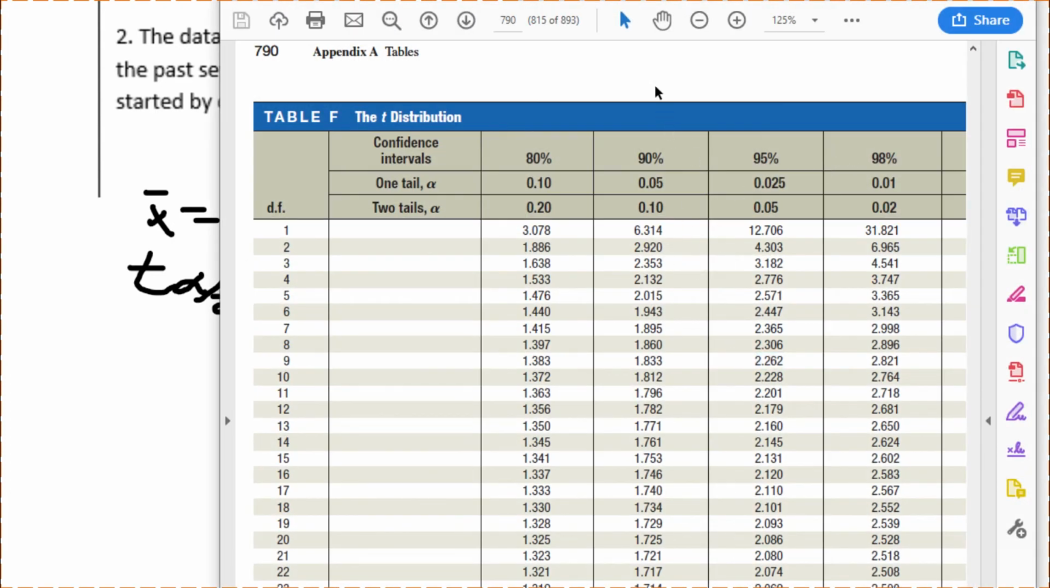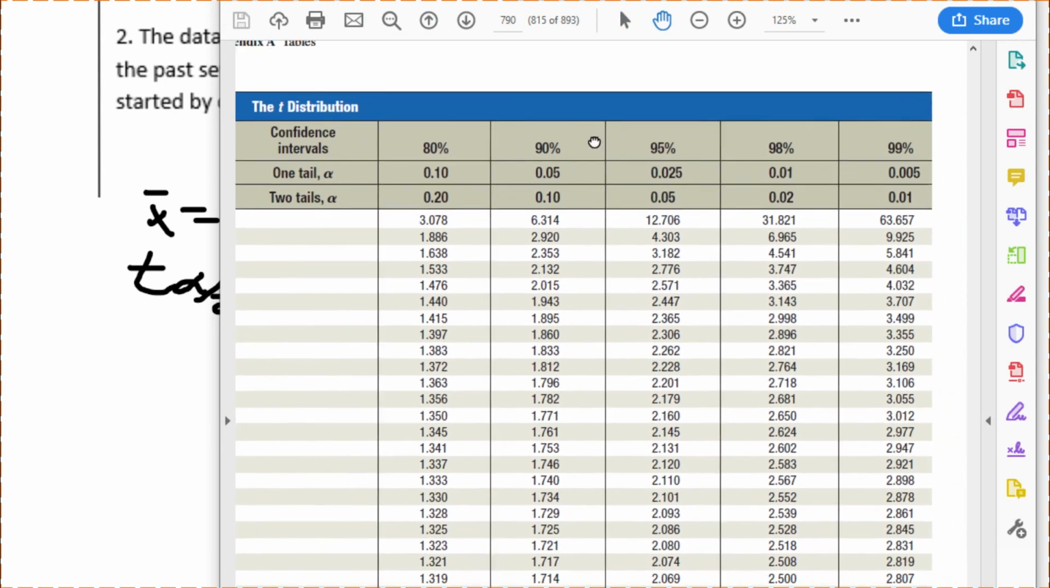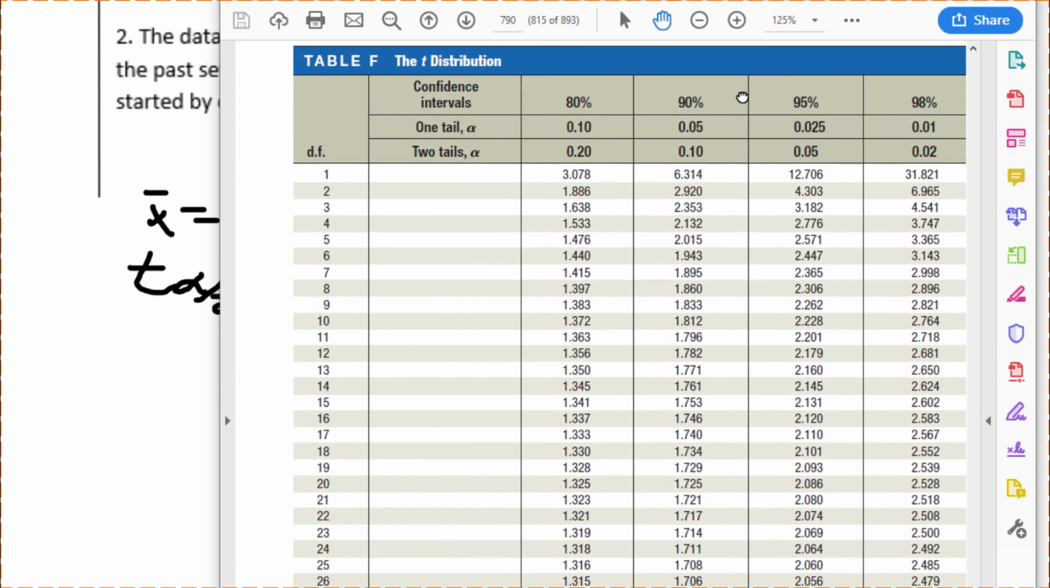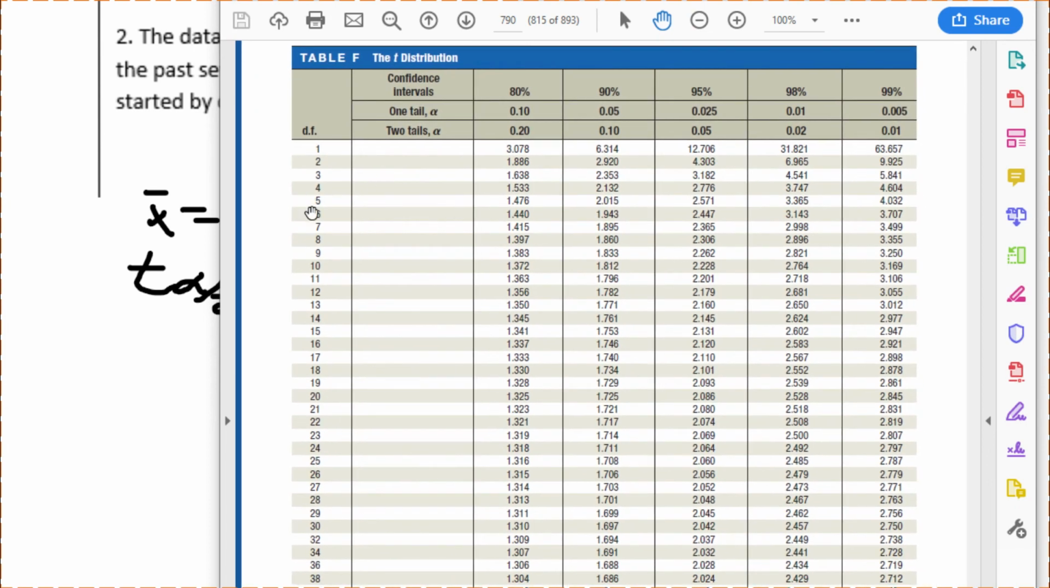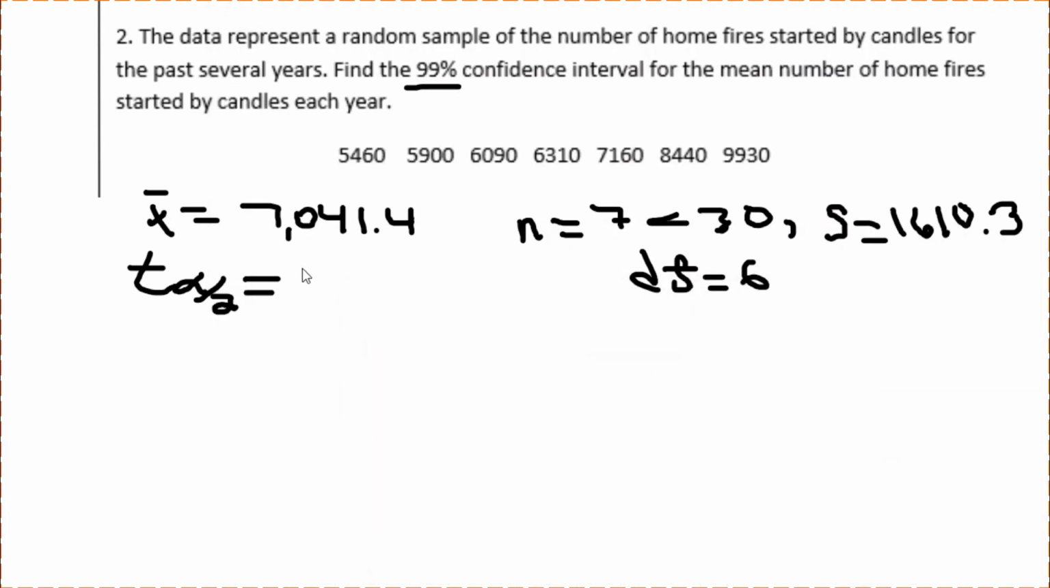All right, so we need to go to 99%. Let me zoom out a little bit. And we want degrees of freedom of 6. So that's 3.707. Right there. All right, 3.707. Okay, so then now we can go ahead and plug into the formula.